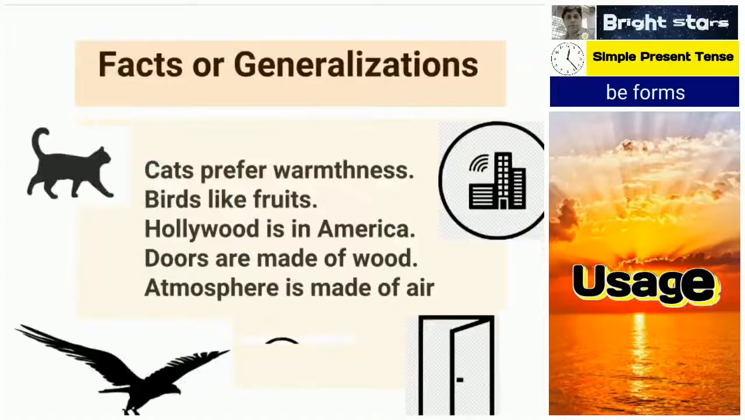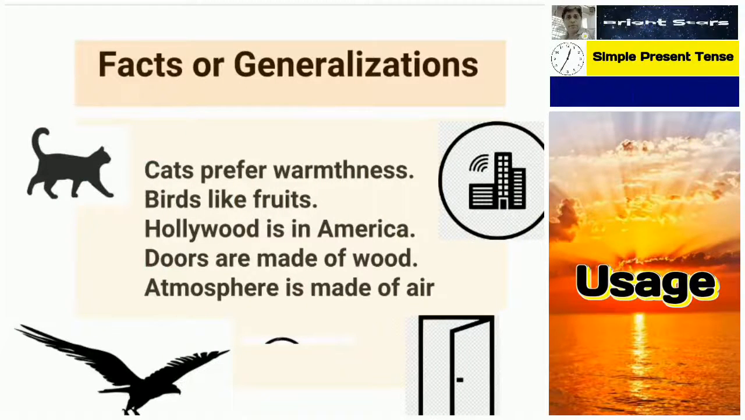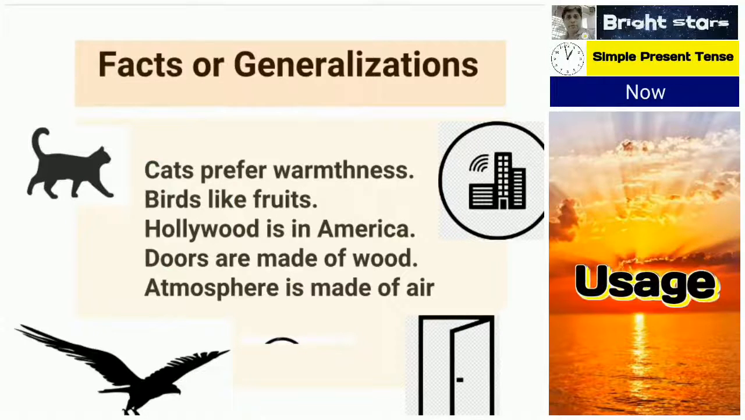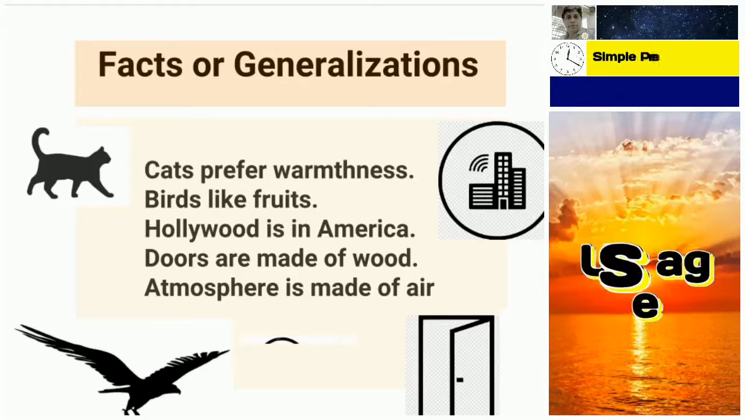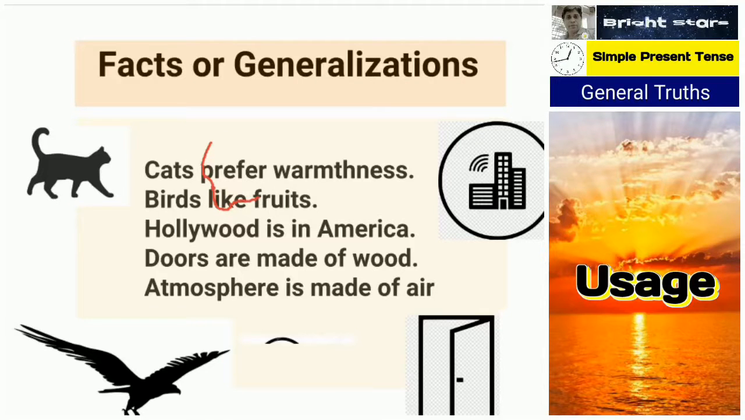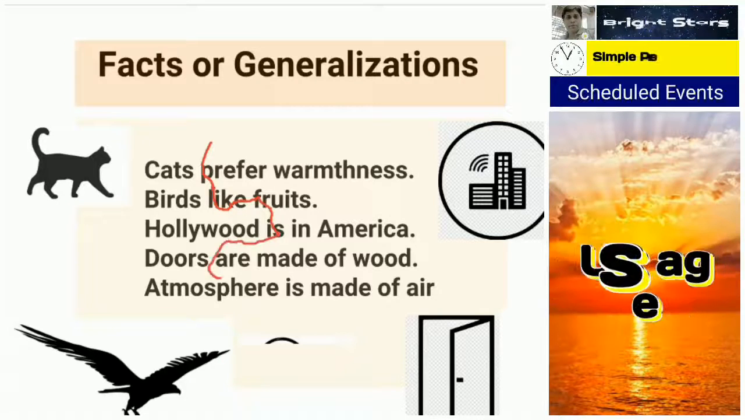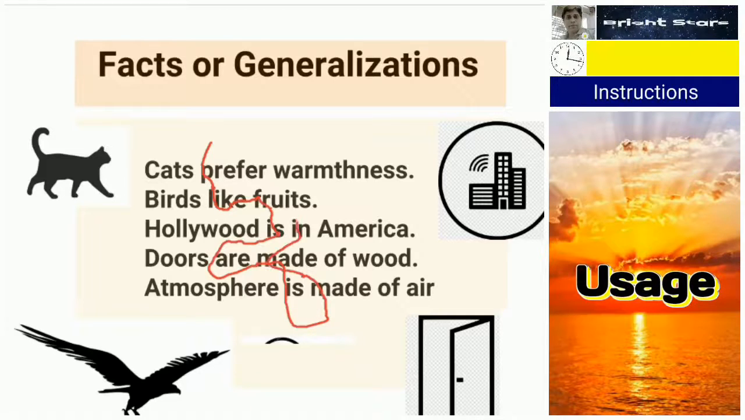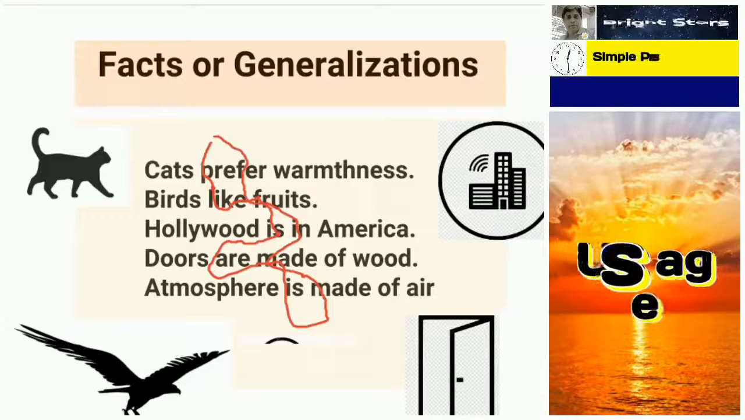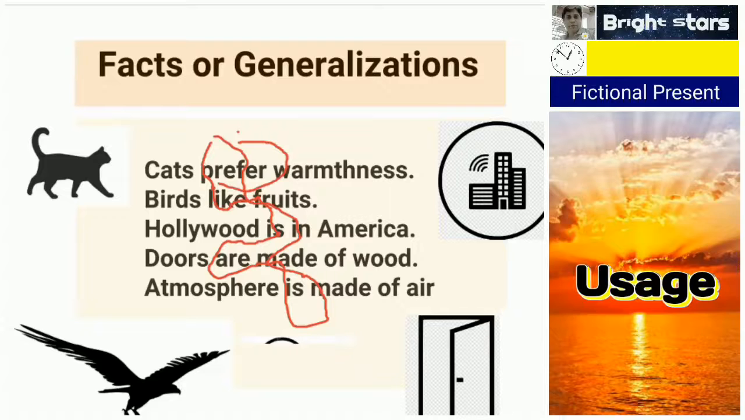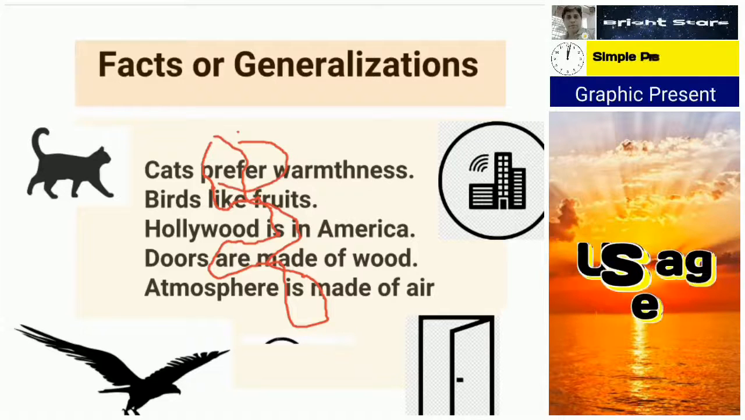We use it for facts and generalizations. Cats prefer warmth. Birds like fruits. Hollywood is in America. Doors are made of wood. So here also you can see prefer, like, is. These are all simple present tense verbs.